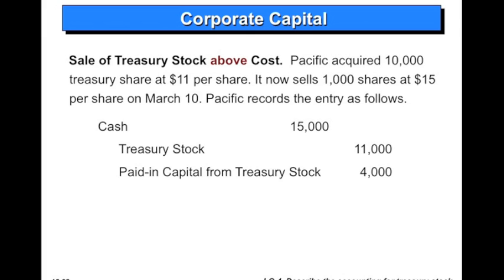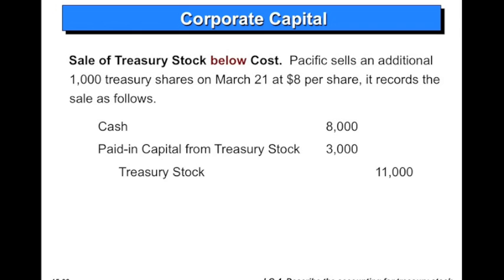Okay, so it acquired at 11, now sells at 15. So there is a certain additional capital that it made, and that additional capital goes to paid in capital from treasury stock, as a credit.